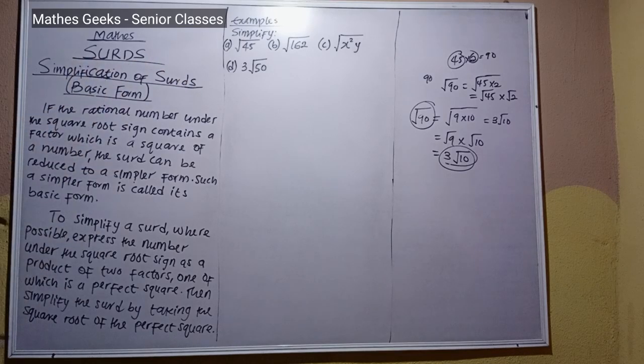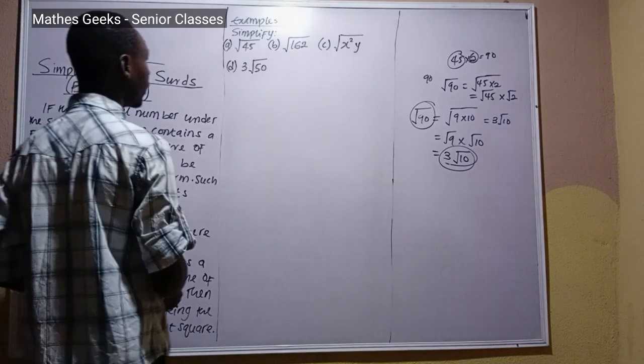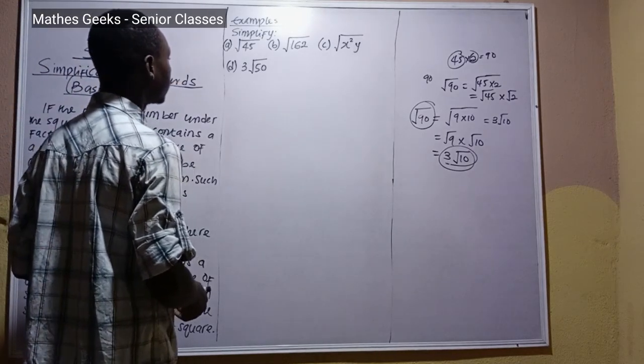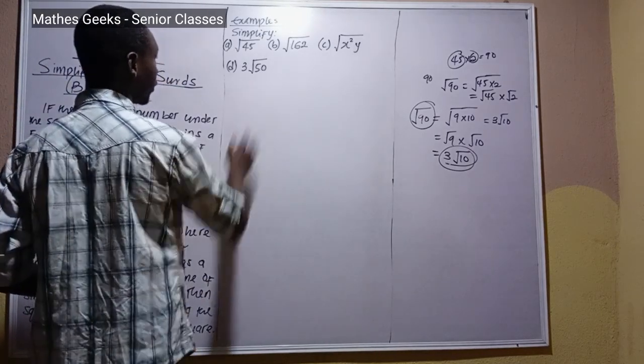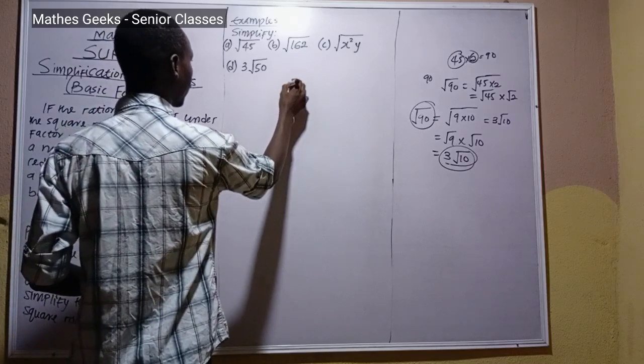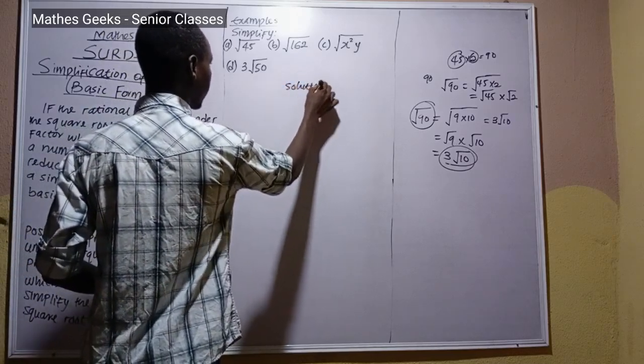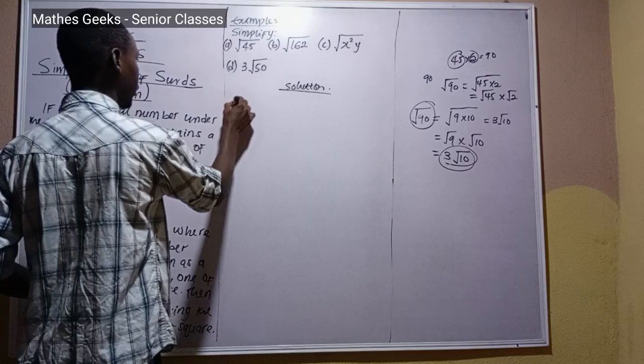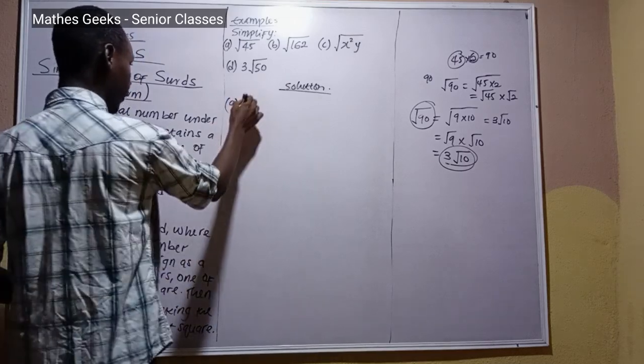So let's see what the simplification of these examples will give us. Solution: A, root 45.